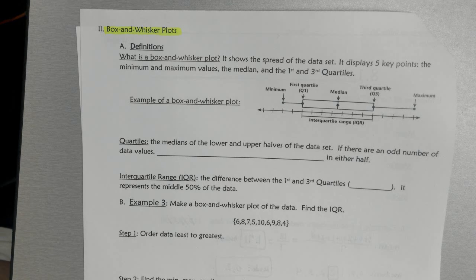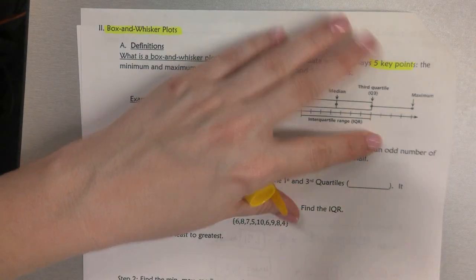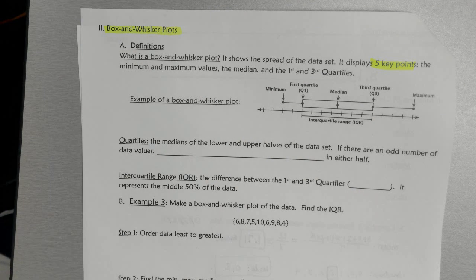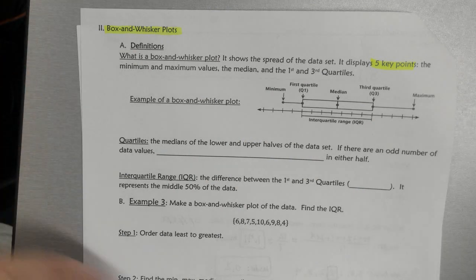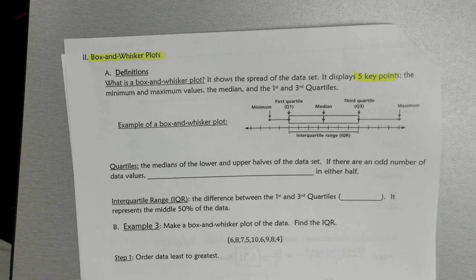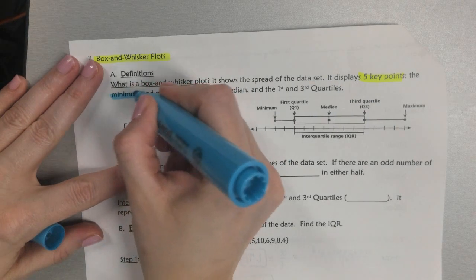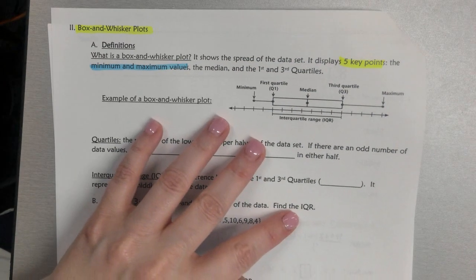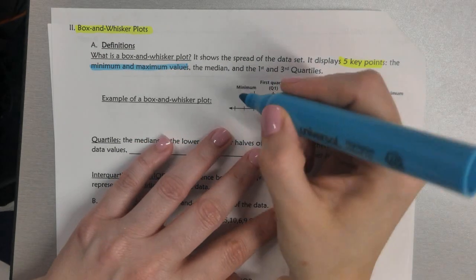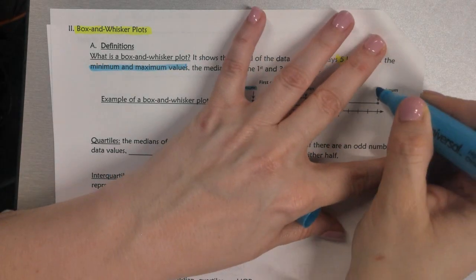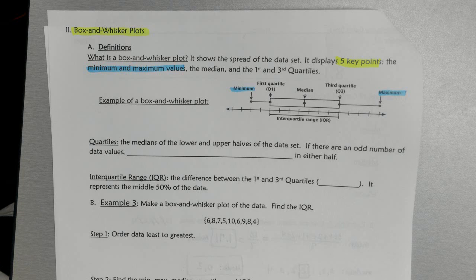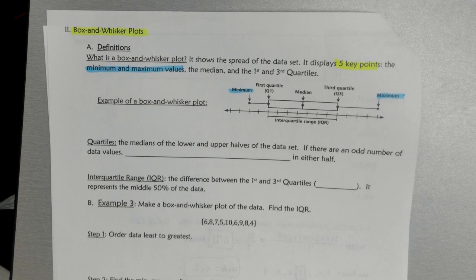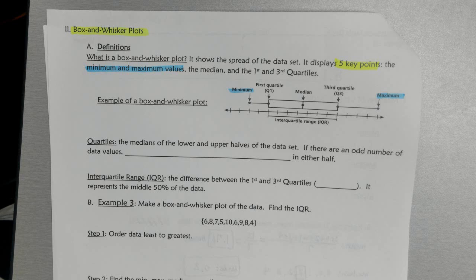The reason why this is something we talk about in terms of statistics is it shows the spread of a data set with the 5 key points. So the 5 key points that we're looking at here are the minimum and maximum values. Min-max values. So let's look and see where those are on the box and whiskers. So the min and the max make up the whiskers part. Okay, so that's going to be your first and your last point. Then we have the median, which is right in the middle.